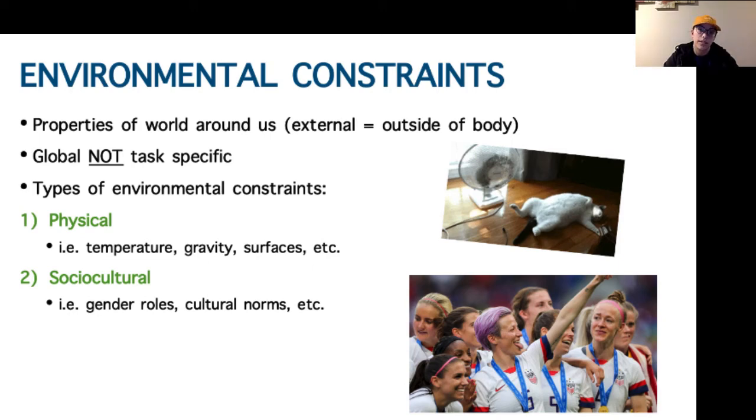So usually we put females in dance class and we put boys in football, right? So these are different types of constraints that are going to limit or permit the types of activities or movements a person might do.